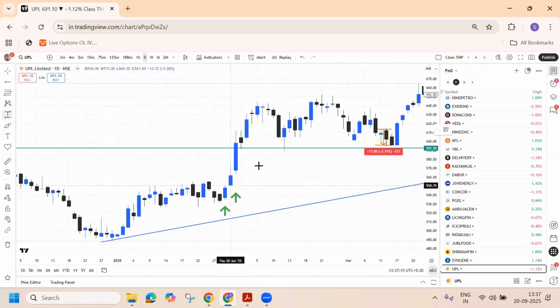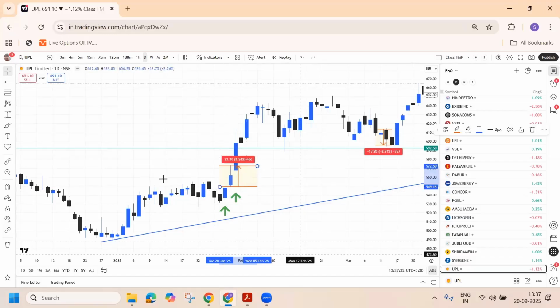This one, the next one, we have to check the total candle length. It is 23 rupees 30 paisa, and in this candle the open was 550 and close was 561.80. So, to be exact, the candle length is 24 rupees 25 paisa. Low to high is 24 rupees. So here you get the low to high. The low is 549.55 and high is 573.05.